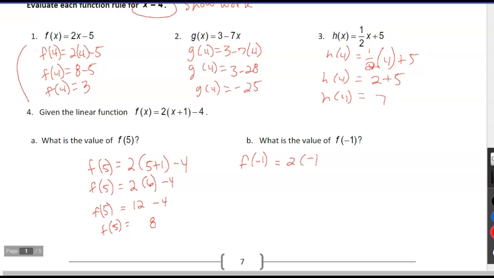Negative 1 plus 1, which is just going to be 0. So since that's 0, we have 2 times 0 minus 4. 0 minus 4. So we just end up at negative 4. We'll carry down our function notation here.